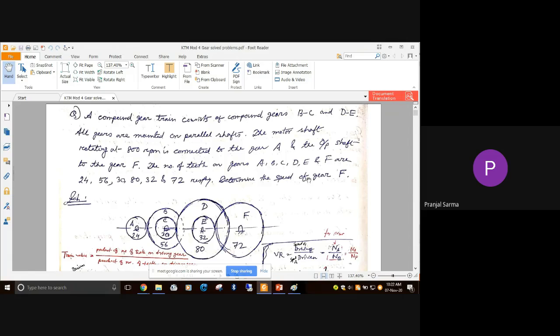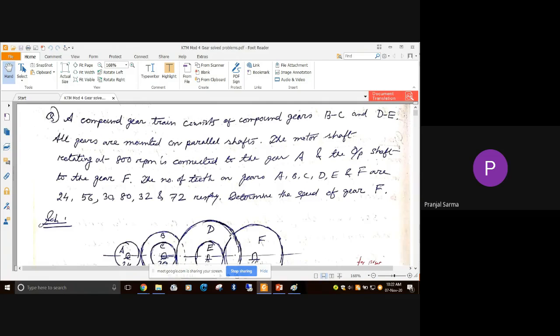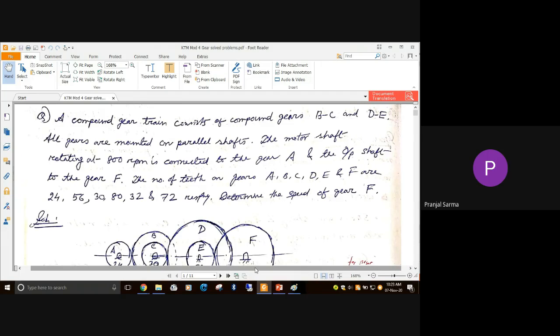Okay, so let's go to the first problem statement. What does it state? It states that a compound gear train consists of compound gears BC and DE. All gears are mounted on parallel shafts. The motor shaft, rotating at 800 rpm, is connected to gear A. Motor shaft means the driver shaft, so gear A becomes the driver. The output shaft is connected to gear F, that is, the ultimate follower, or the driven, becomes gear F.